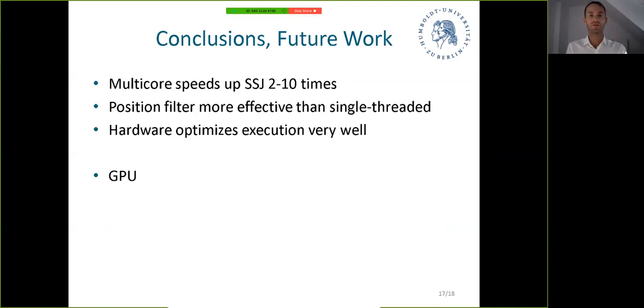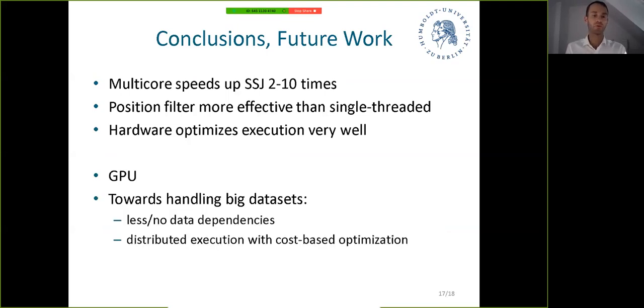One interesting direction of future work would be to integrate this with GPU. And another one would be to look at bigger data sets. For that, it would be necessary to reduce or get rid of the data dependency of the inverted index, and for example, to go into distributed execution again with a cost-based optimizer.